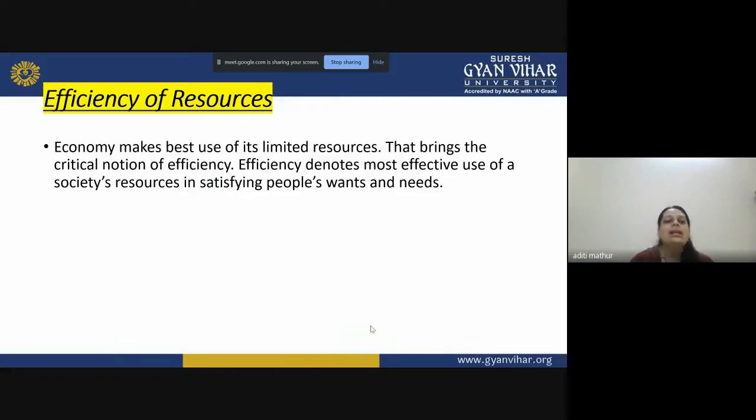This brings in the critical notion of efficiency. Efficiency denotes the most effective use of society's resources in satisfying people's wants and needs. Right? So efficiency plays a very, very important role. And we should know how to effectively and efficiently use the limited resources. Why? Because we have unlimited wants and desires, but we have limited resources to fulfill them.